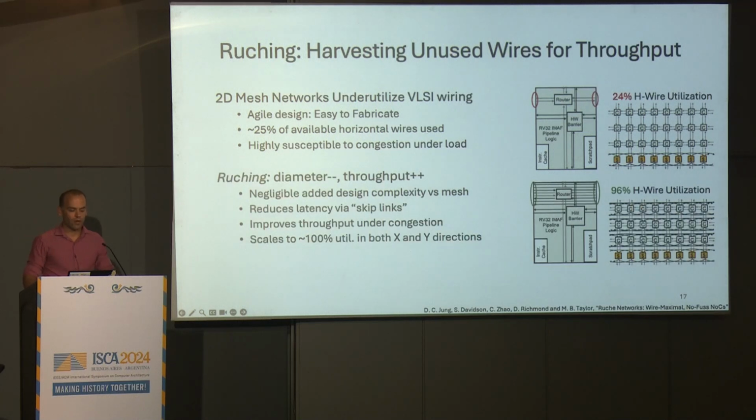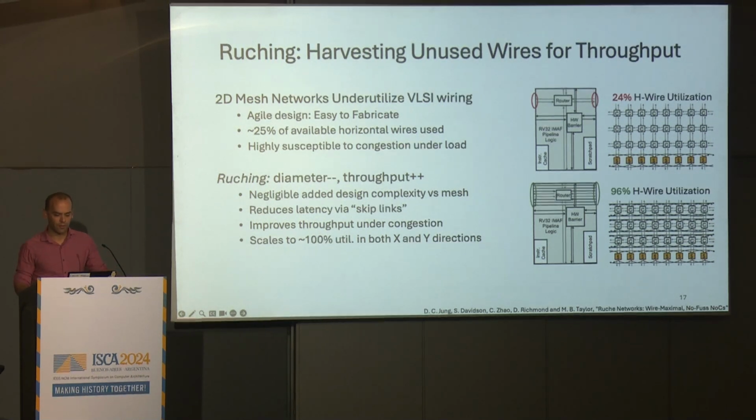In ruching, we decrease the diameter and increase the throughput of our networks by adding additional skip links. Now, the related work that we've shown here at the bottom of the slide will give you more insight into how we design these mesh networks, but they add no design complexity versus a mesh network and substantially increase our throughput under congestion. Furthermore, we can also scale our wire utilization to 100% both in X and Y directions. Now, this ruching is key to the Hammer Blade architecture, but we add one additional concept that allows us to scale to greater architecture sizes.